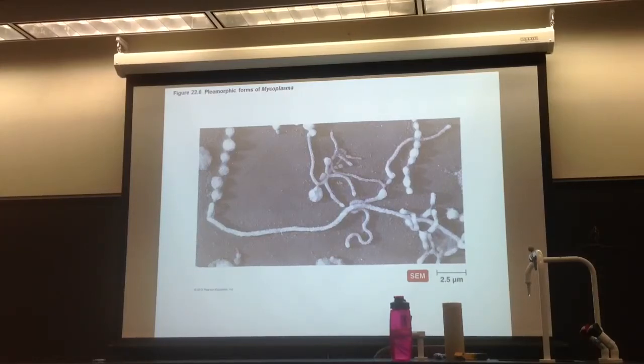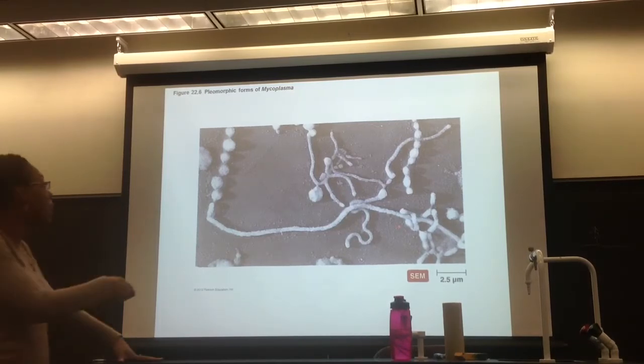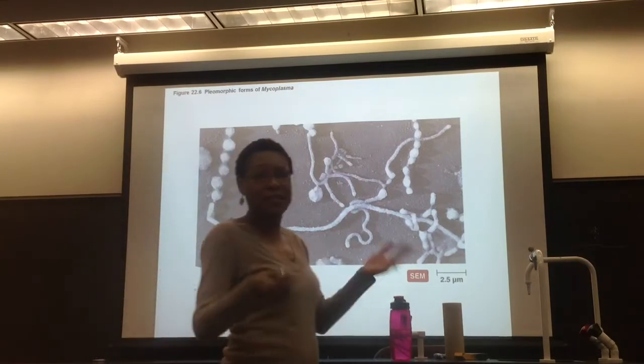Mycoplasmas don't have cell walls. You may have forgotten that, but I talked about that. That might be a good test question. I want test questions, right? I talked about mycoplasmas, right? They are the smallest free living organisms. They don't have cell walls. They are pleomorphic. You know why? Because they don't have a cell wall.